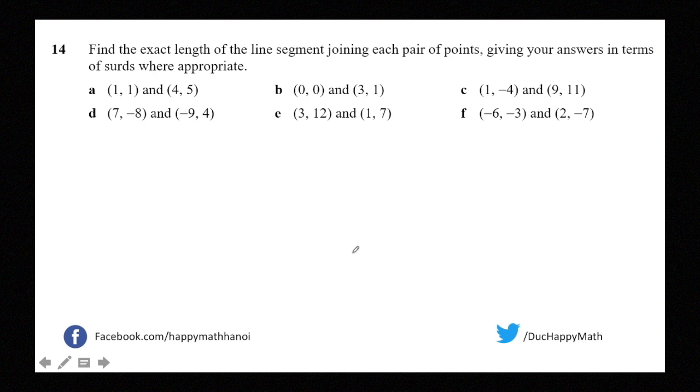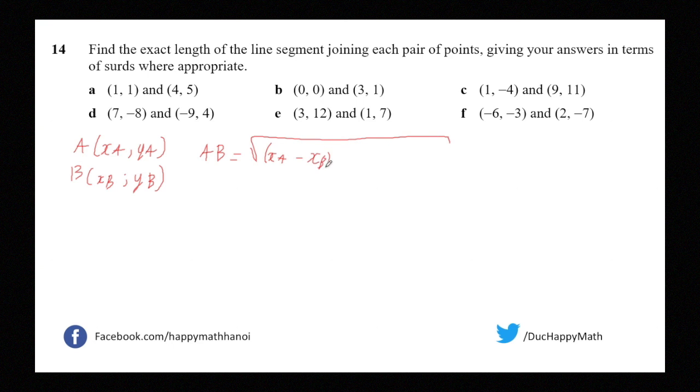Find the exact length of the line segment joining each pair of points, giving the answer in terms of surds if appropriate. Okay, do you remember the formula to calculate the length of a segment? For example, with point A (XA, YA) and point B (XB, YB), the length of AB is equal to the square root of (XA minus XB) squared plus (YA minus YB) squared.